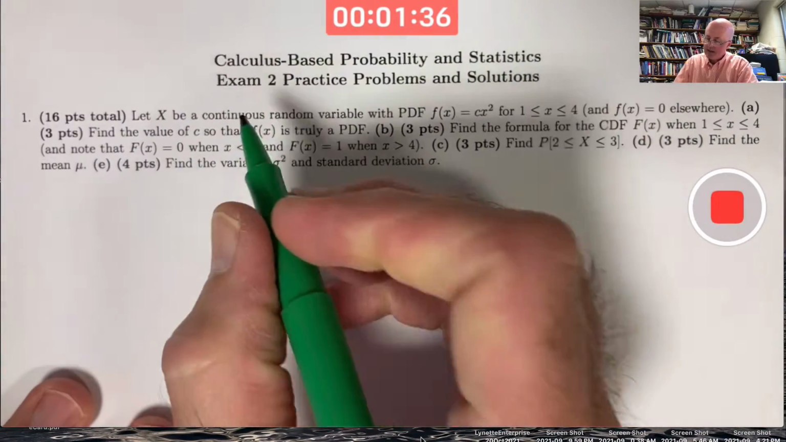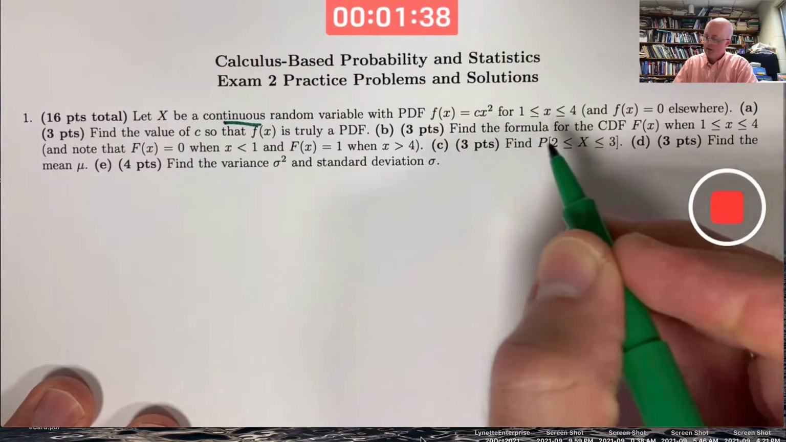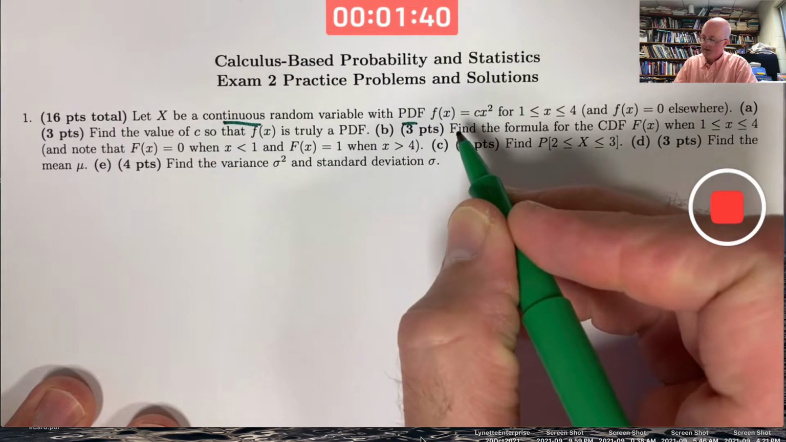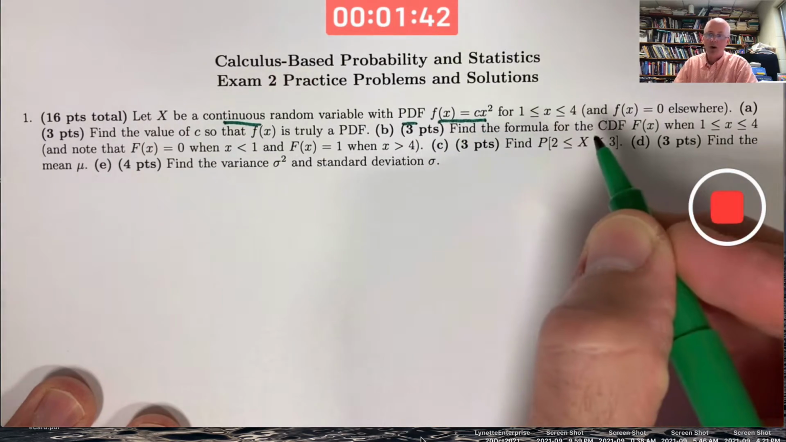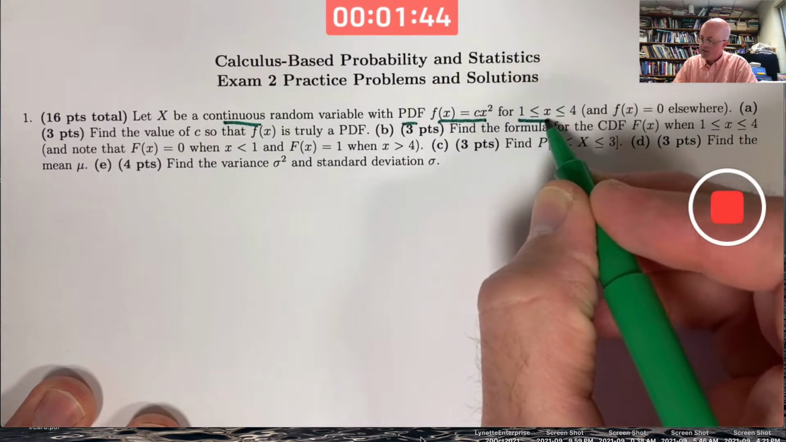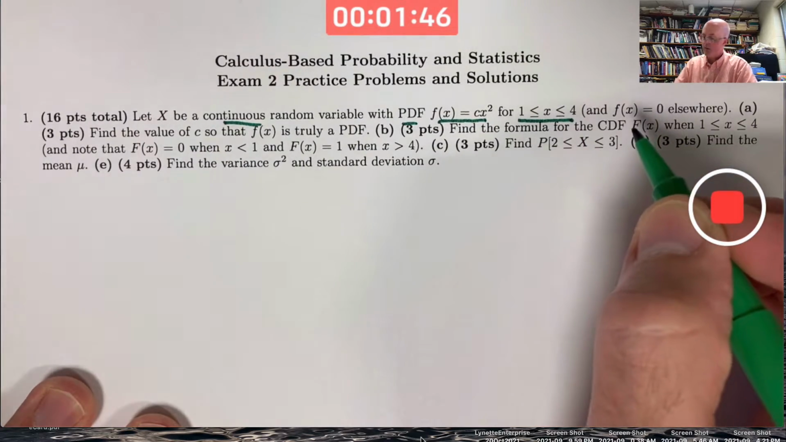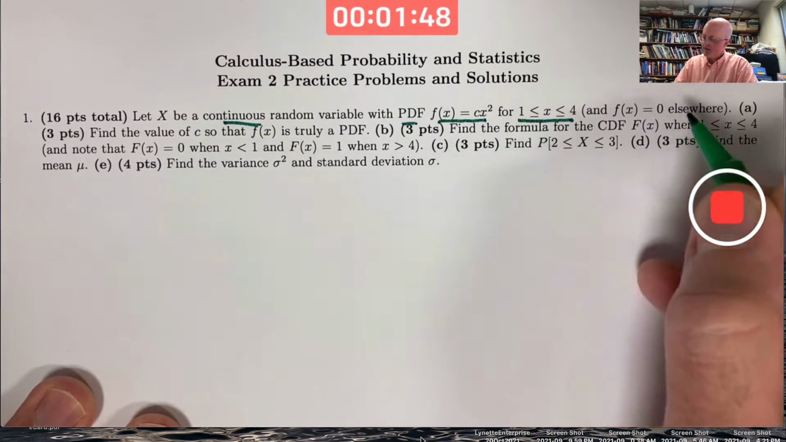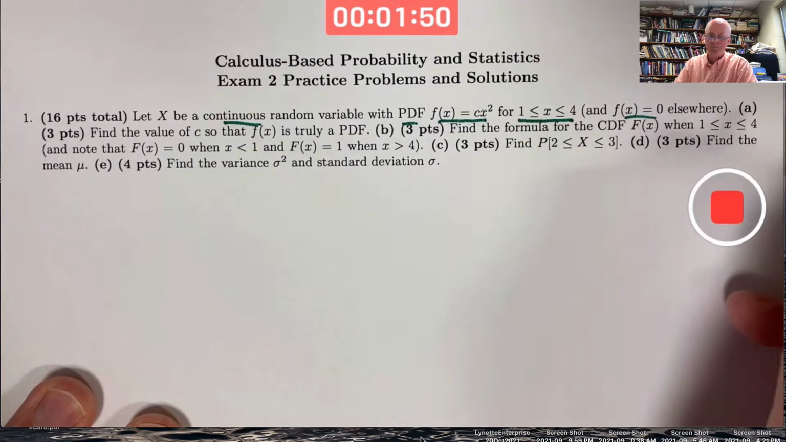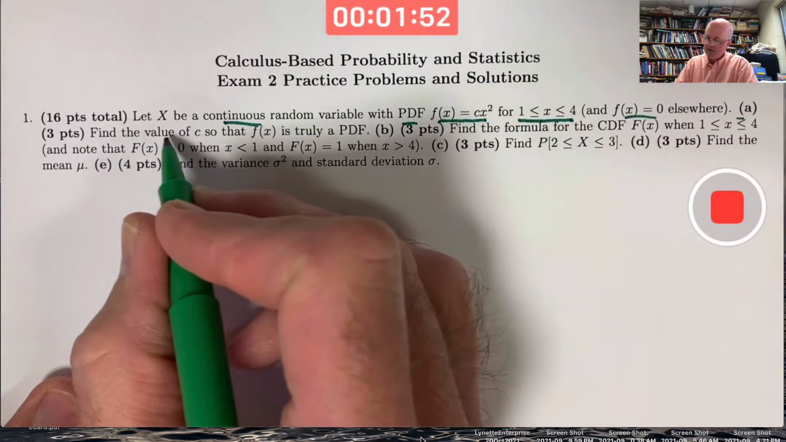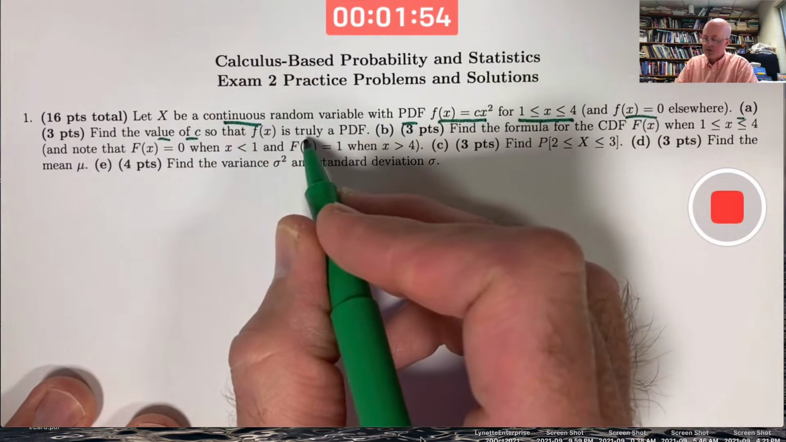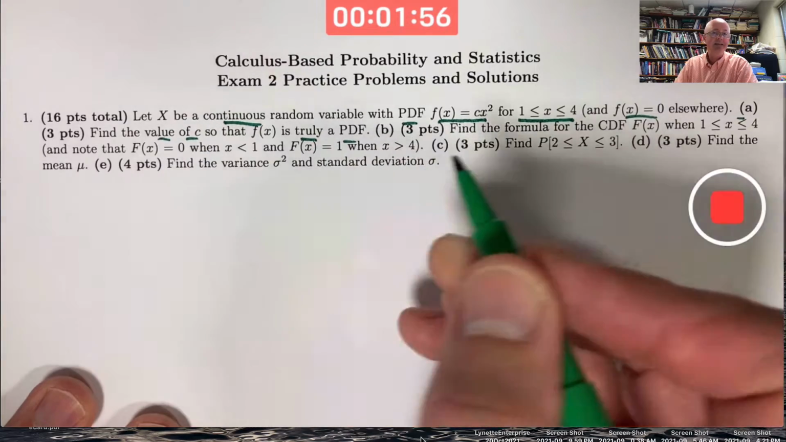We're going to let x be a continuous random variable with a probability density function that equals c times x squared over a particular domain. The domain that I picked is x going between 1 and 4. It's understood that f of x equals 0 elsewhere. Part A is to find the value of c so that this is truly a PDF. It needs to integrate to 1.